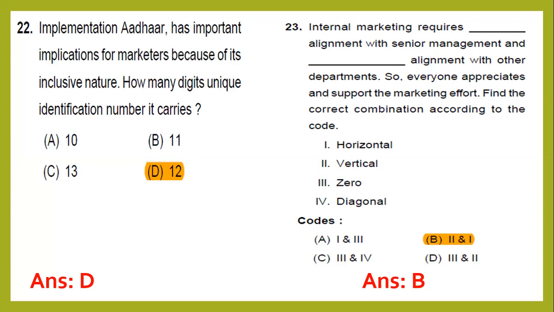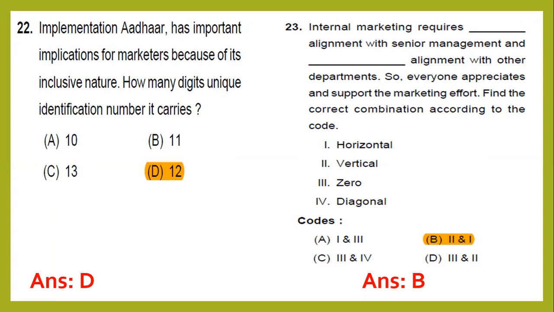Now 23rd question. Internal marketing requires dash alignment with the senior management and dash alignment with the other departments, so everyone appreciates and supports the marketing effort. Find the correct combination according to the code. The correct code is B, 2 and 1. So what is that 2 and 1? That is vertical alignment with the senior management and the horizontal alignment with the other departments. So that is how it is to be done.